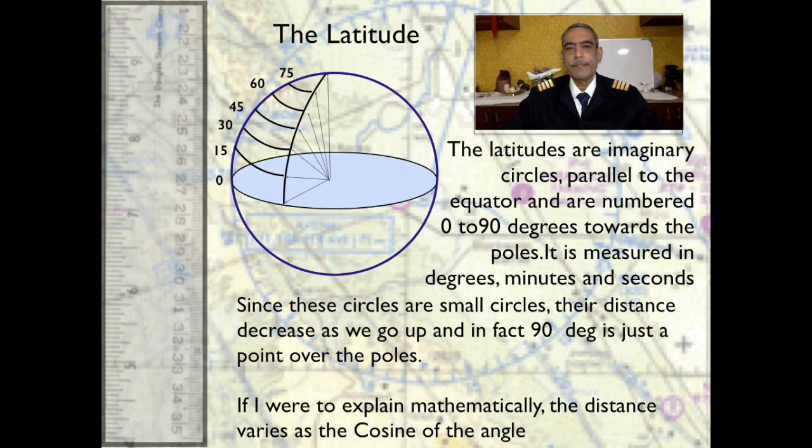So let's go some more. These latitudes are measured in degrees, minutes, and seconds. And as we go up, these latitudes become small circles, and since these circles are small circles, their distance decreases as we go up. And as you would appreciate, in fact, at 90 degrees at the poles, it is just a point over the poles. So at the equator, if I were to scale as 1, at 90 degrees it scales to 0. So if I were to explain mathematically, the distance on latitude varies as the cosine of the latitude. You would appreciate cos 0 is 1 and cos 90 is 0. So that's how the distance varies. We will be doing numericals to clarify on this particular concept.